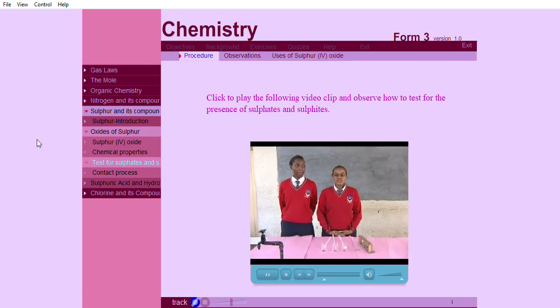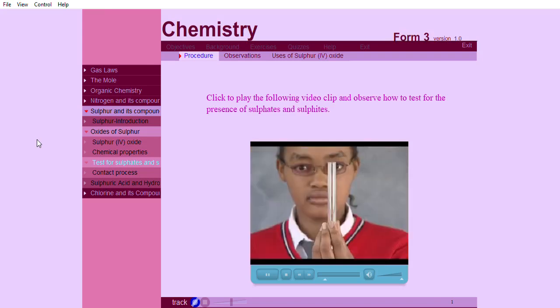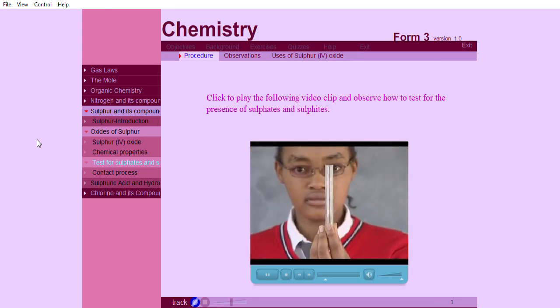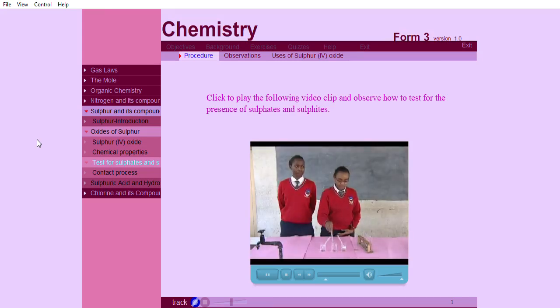The apparatus used are a test tube, a teat pipette, a 10 milliliter measuring cylinder.